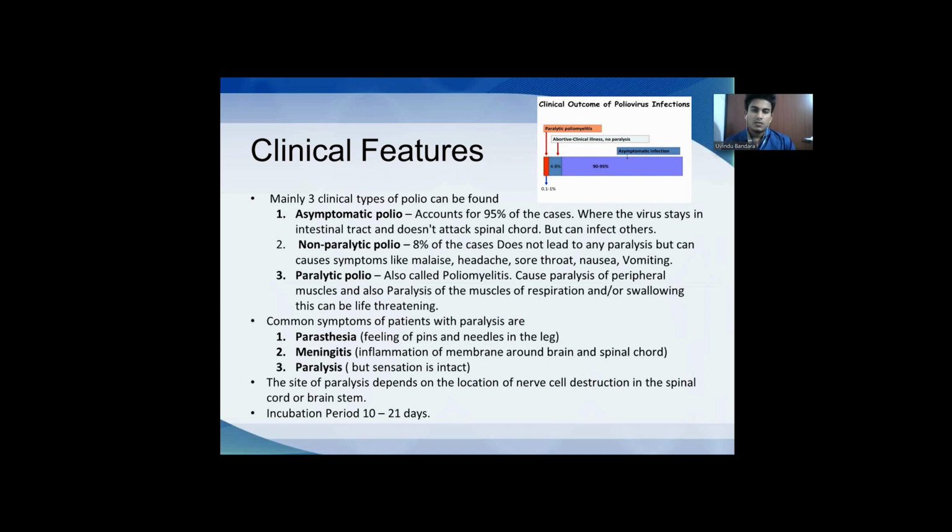So as I told you, the poliovirus infects the spinal cord. The place where it infects the spinal cord decides which organs are paralyzed. If it is in the upper part of the spinal cord, it will paralyze the arms and legs. If it is in the lower part of the spinal cord, it paralyzes only the legs. Normally, the polio virus incubation period is around 10 to 21 days.